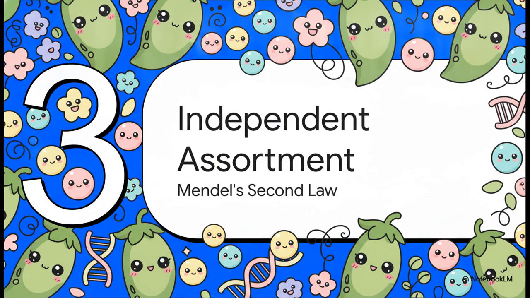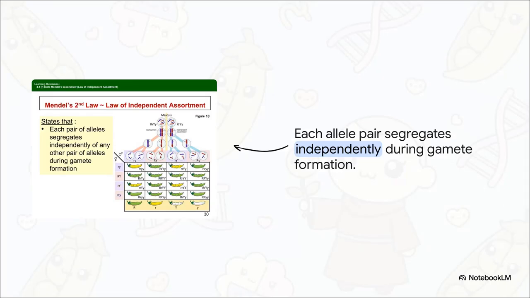Section 3. Independent assortment. And that brings us perfectly to Mendel's second law, which handles multiple characteristics happening at the exact same time. Mendel's second law is the law of independent assortment. It states that each pair of alleles segregates independently of any other pair of alleles during gamete formation. In plain terms, a seed's color and a seed's shape don't boss each other around. The alleles that decide if a seed is yellow or green sort themselves out entirely on their own, completely separate from the alleles that are deciding if that seed is going to be round or wrinkled.